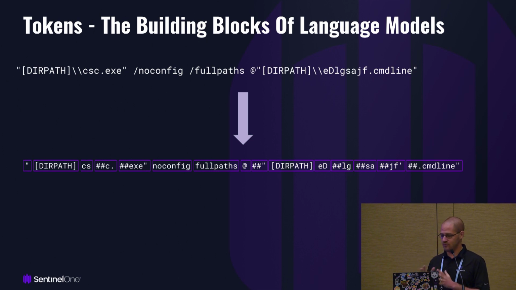I won't get too much into details of how it's happening, but it allows us to dissect the text into generic blocks. You can see these double hashtags in some of the tokens, which mean it's an end of a word or a start of a word, and it gives us the good parts of both worlds.